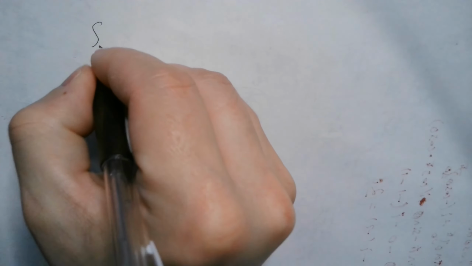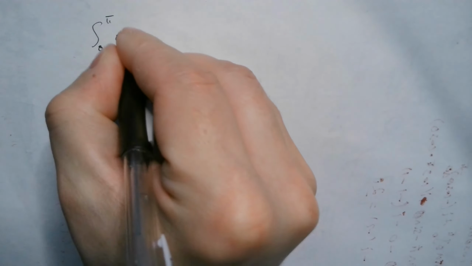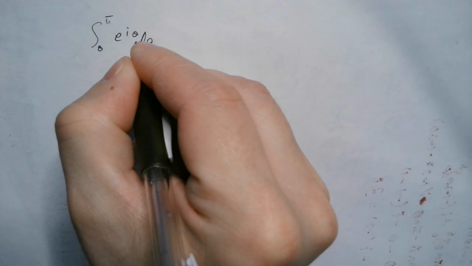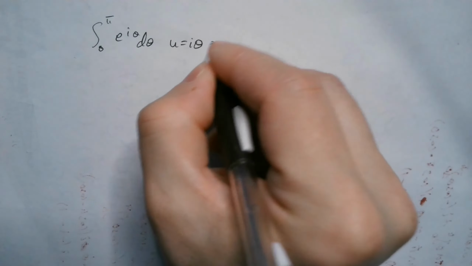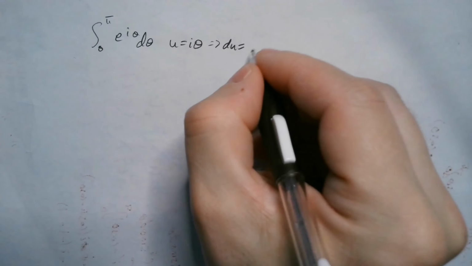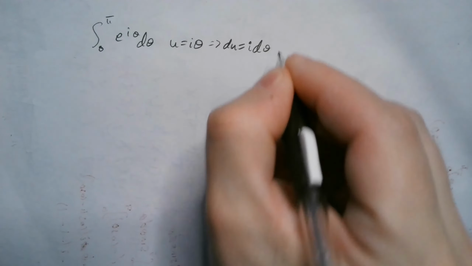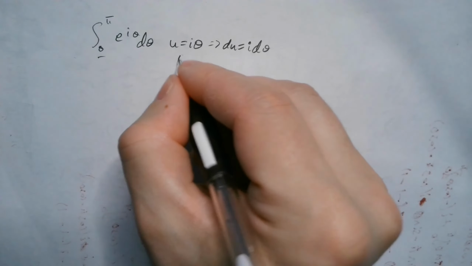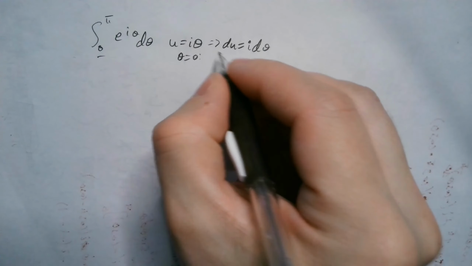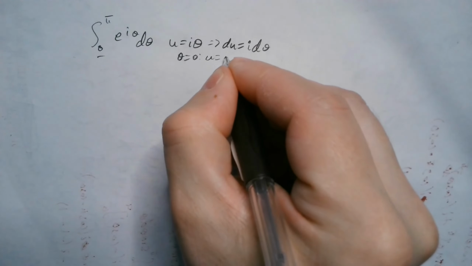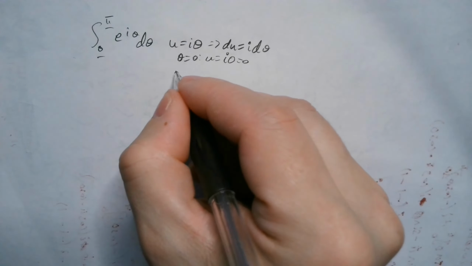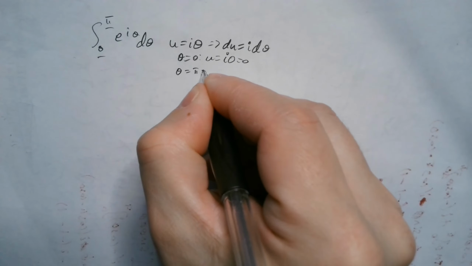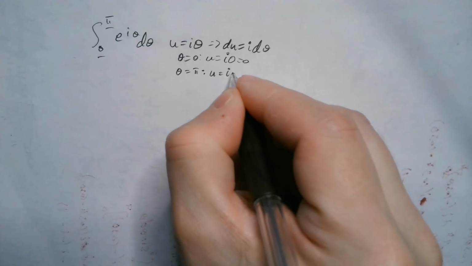This is the integral from 0 to pi of e to the i theta d theta, but we'll do this with substitution. So let u equal i theta, and that means then du is equal to i d theta. So notice this is theta, so when theta has the value 0, we have u being equal to i times 0, which is 0. Now this is pi, so theta is equal to pi, and we have u is equal to i pi.